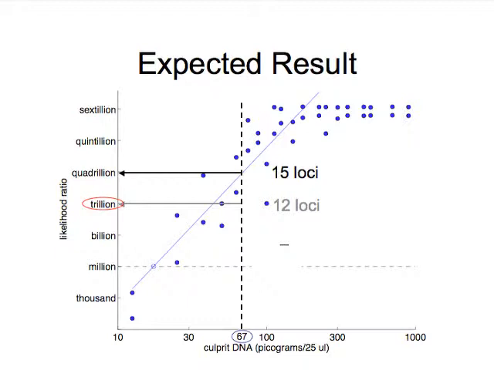If there were 15 loci, we would have expected a quadrillion, 10 to the 15th, coincidentally. We use 12 loci, so this all scales in a way that you can add things together. And so we would have expected a score of about a trillion to one. The score was about 200 billion to one. So what we got was what we expected based on science. And I think this had an impact on the judge because we bothered to do a study.